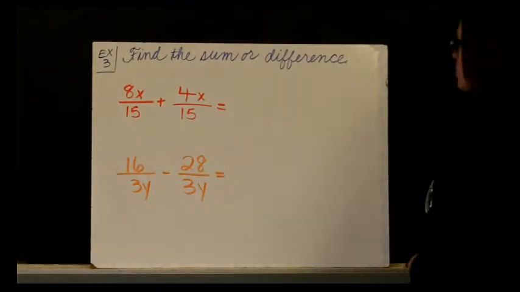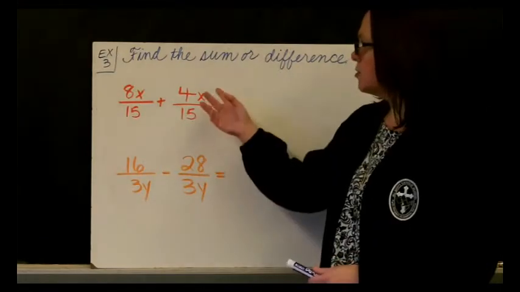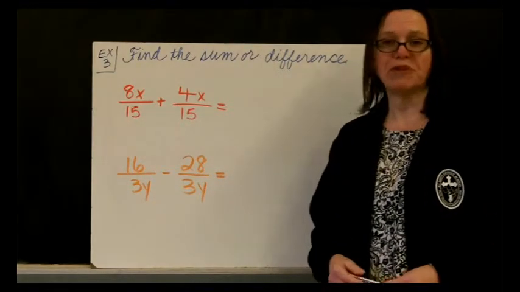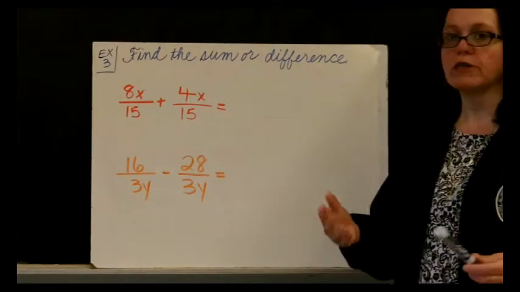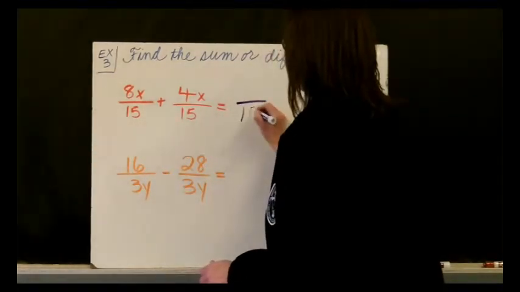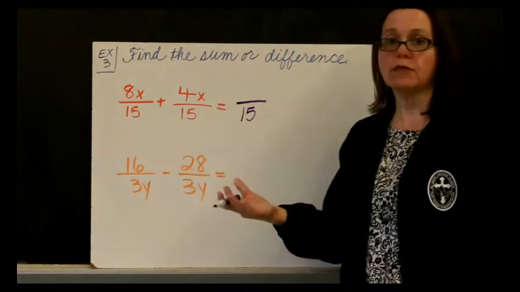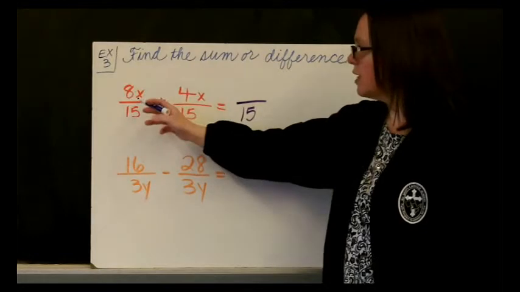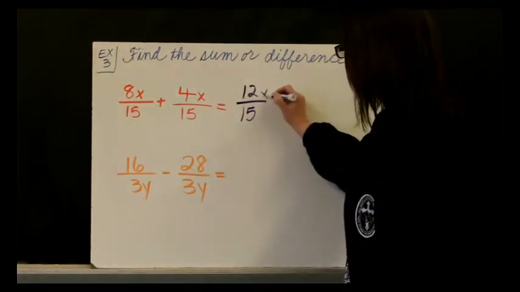Now our third example is just a repeat of what we've been doing, except that we have included variables. Here's why variable expressions is one of your vocabulary words. But the rules are the same. The denominator stays the same, so we have 15. The next step is the same as if we were just working with numbers. We add our numerators. 8x plus 4x gives us 12x.